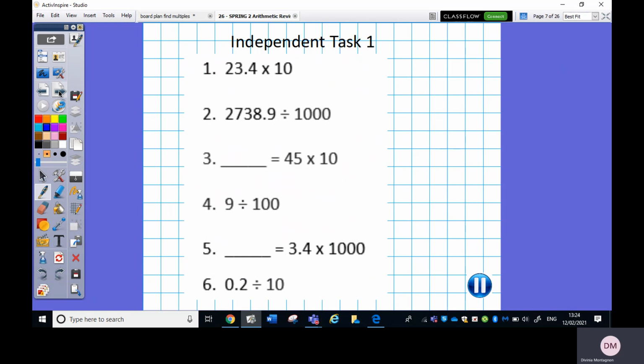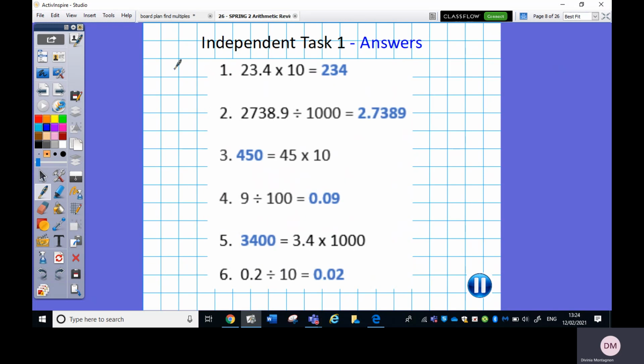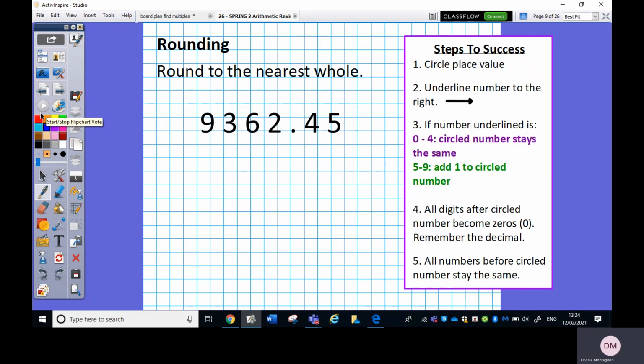So let's take a look. How did you do? Number 1 is 234. Number 2 is 2.7389. Number 3 is 450. Number 4 is 0.09. Number 5 is 3,400. And number 6 is 0.02. How did you do? Brilliant. Okay, let's move on to rounding.